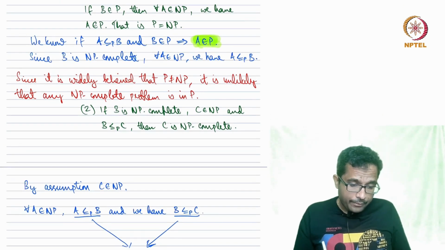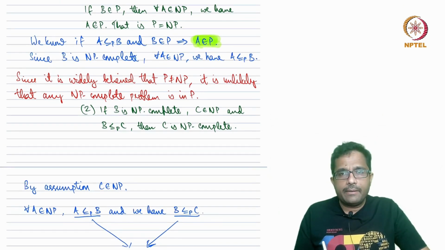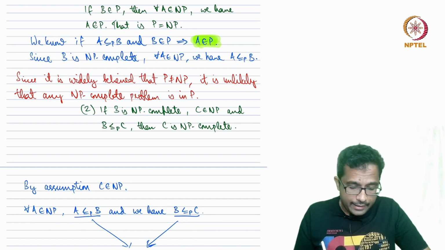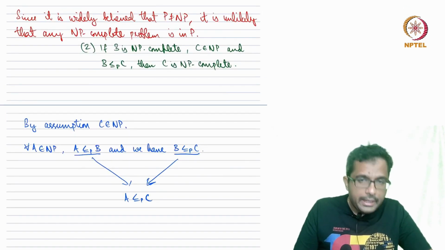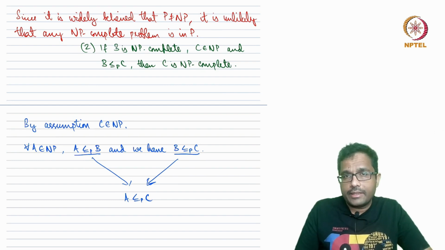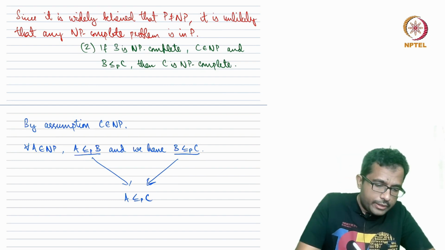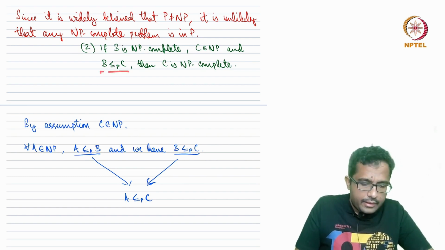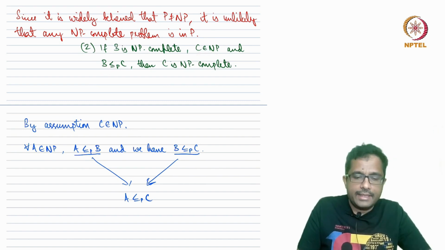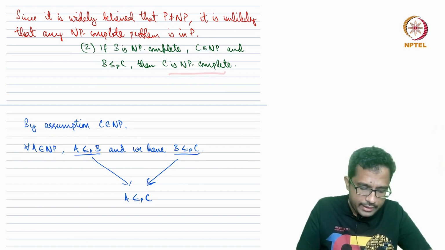The second is that suppose B is NP complete, and suppose there is another language C that is in NP, and B reduces to C in polynomial time. Then C is also NP complete. Why is this?